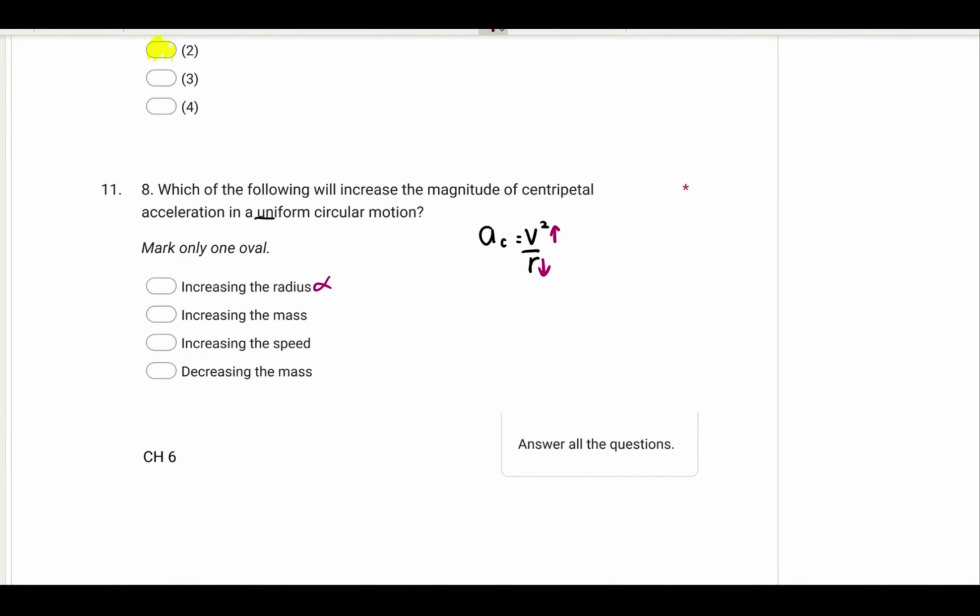Increase the mass? No. Okay, tak ada kaitan. Ini untuk mass ni kalau ditanya centripetal force, yes. You can relate the centripetal force with the mass, which is FC equal to MAC, right? So if you increase the mass, probably you increase the centripetal force. Increasing the speed, yes. So here you can see, if V is increasing, what happened to AC? AC pun akan increase lah, directly proportional. So the answer for number 8 is C.